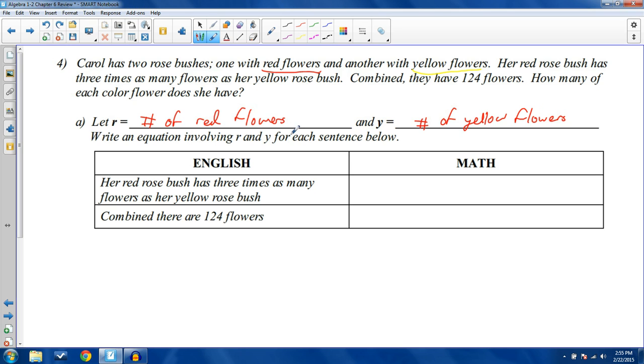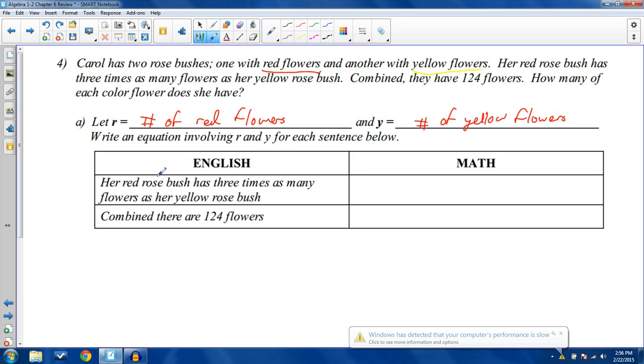Write an equation for R and Y. Okay, her red rose bush has 3 times as many flowers as her yellow rose bush. So this isn't number of red bushes, it's number of red flowers. Right? The flowers are in the bush.